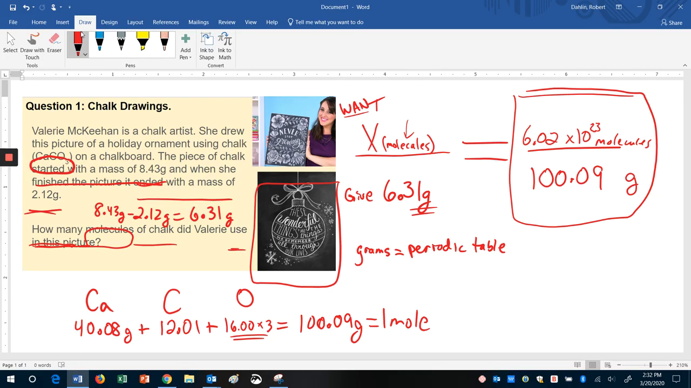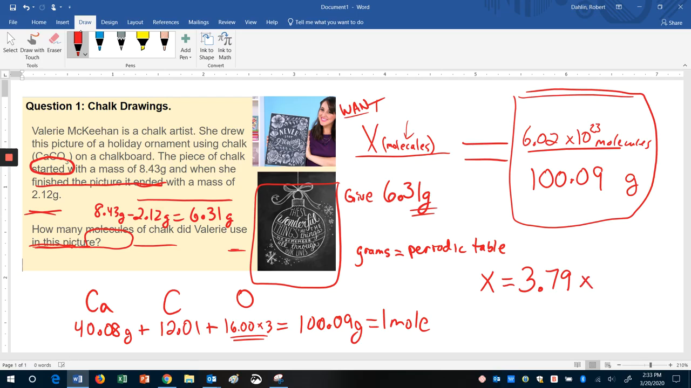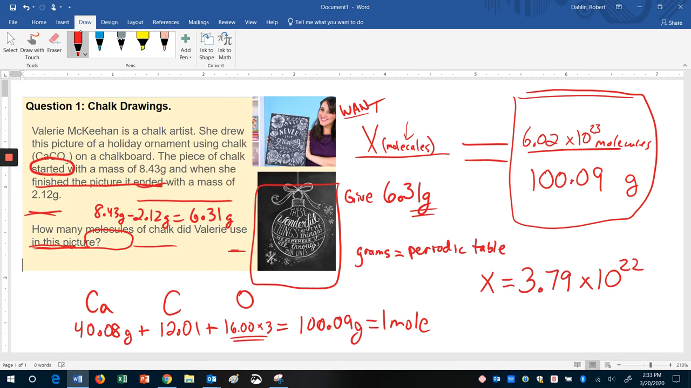So I'm going to do that, 6.02 times 10 to the 23rd. And remember, use the EE button there. Okay, that's going to really help you out. And then divide that by my 100.09. And I'm left with this number right here. So I'm going to put it down here. X equals 3.79. It's a capital E on my calculator, but we need to know that that means times 10 to the 22nd power. And that's going to be molecules.